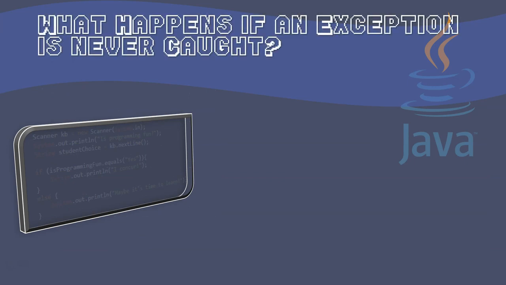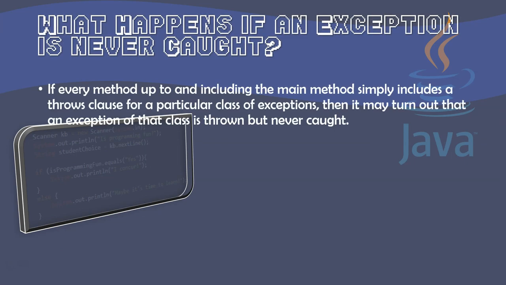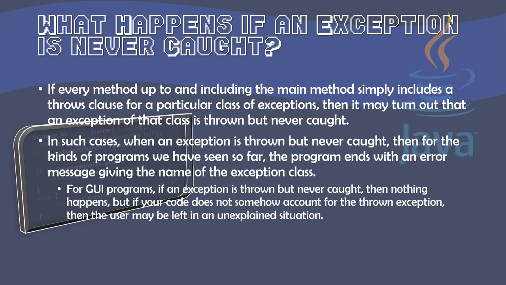Now, what happens if an exception is never caught? Well, if every method up to and including the main method simply includes a throws clause for a particular class of exceptions, then it may turn out that an exception of that class is thrown but never caught. In such cases, for the kinds of programs we've seen up to this point, the program will end with an error message giving the name of the class. If you're working with a GUI program, which we haven't done, an exception is typically thrown but never caught, and nothing necessarily happens.